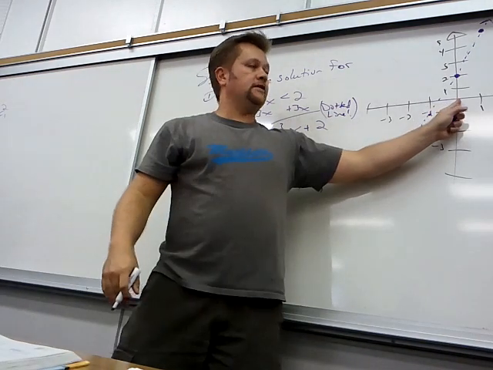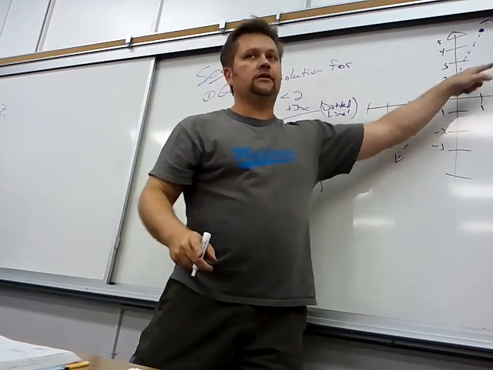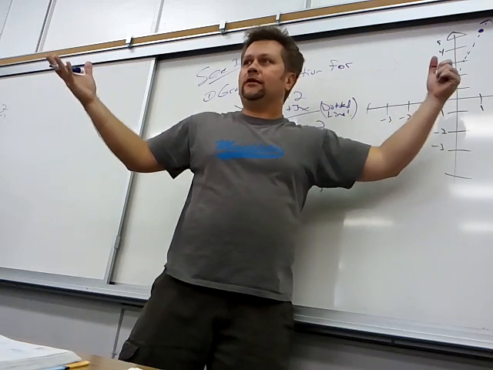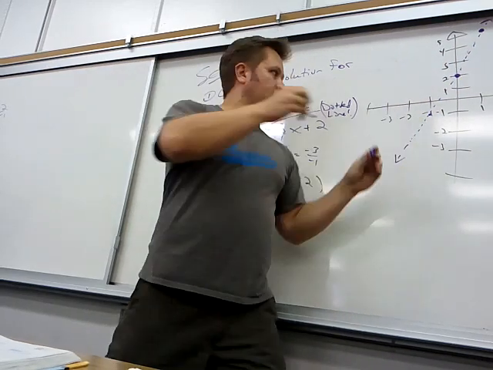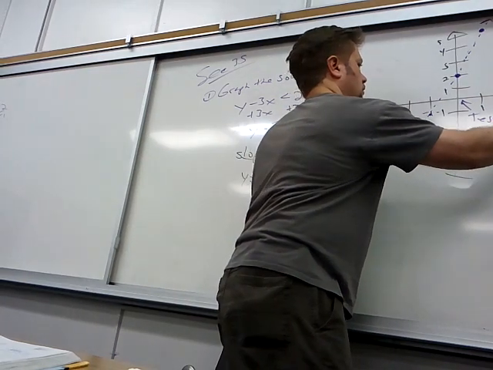So if you like the point 0, 0, which I do, it just sucks when the line goes through 0, 0. Well, then I use 1, 0, the next easiest point. But right now I can use test point 0, 0.